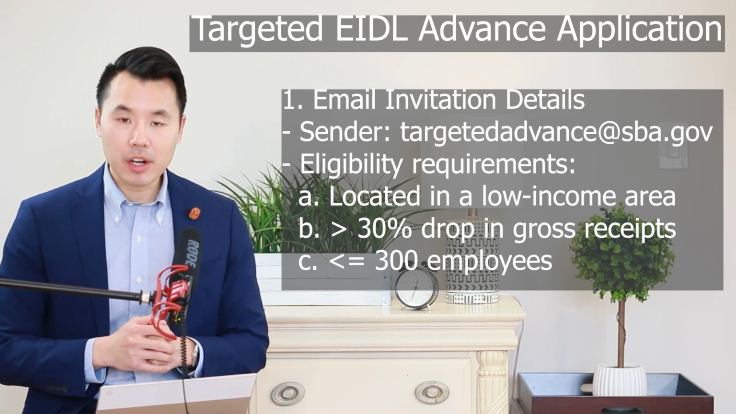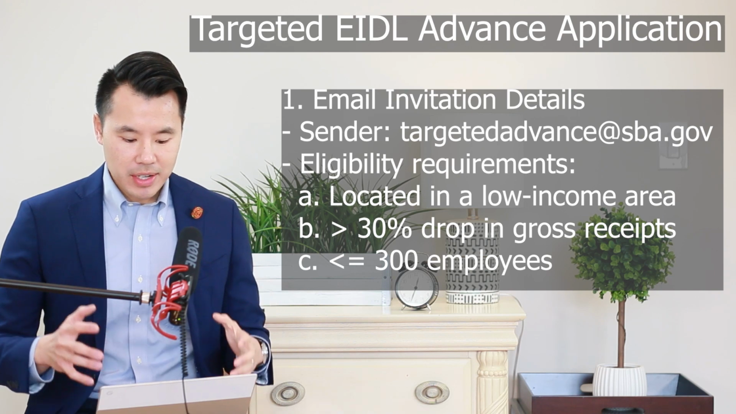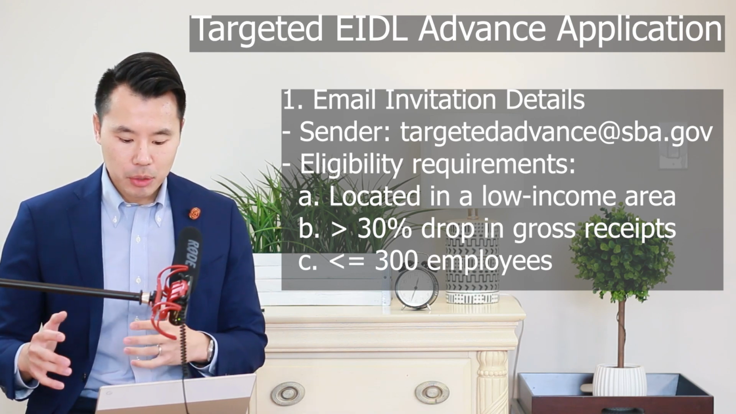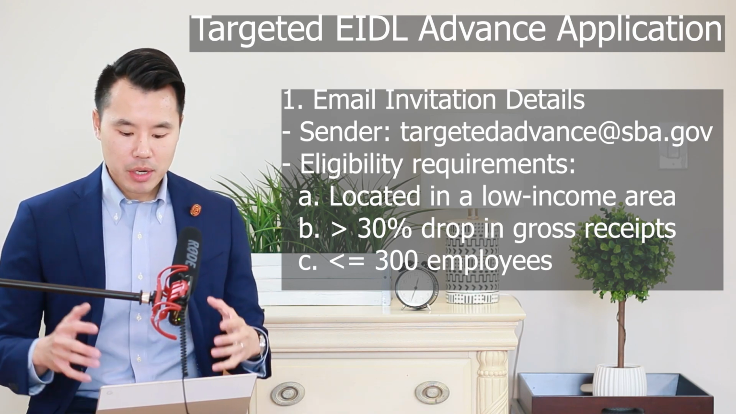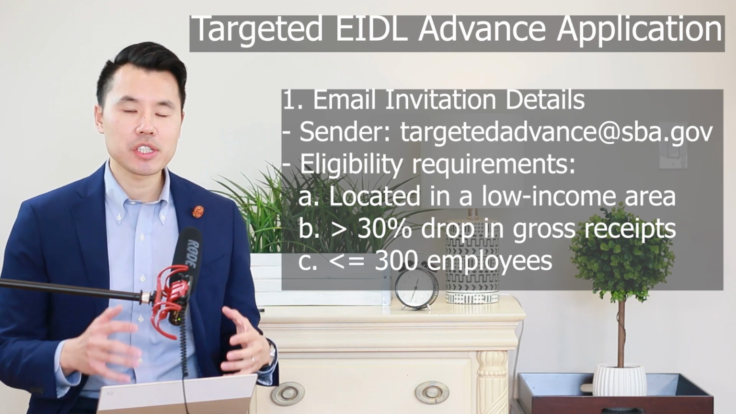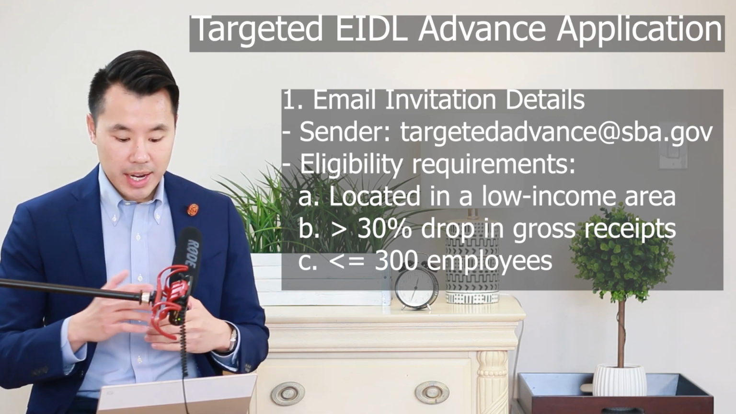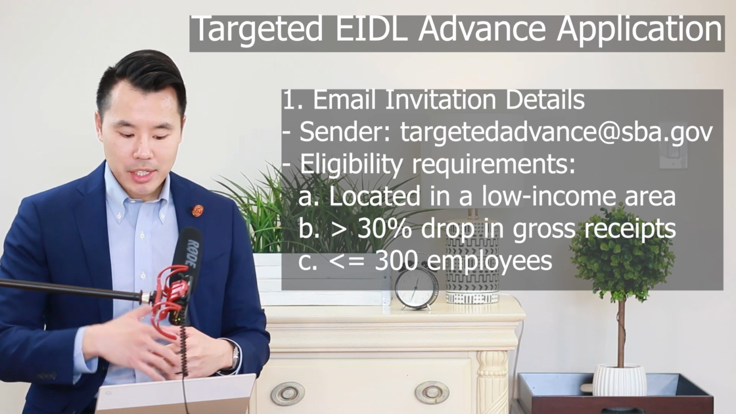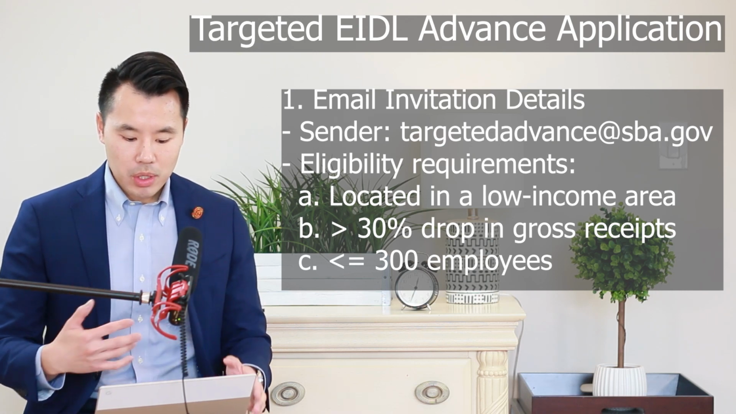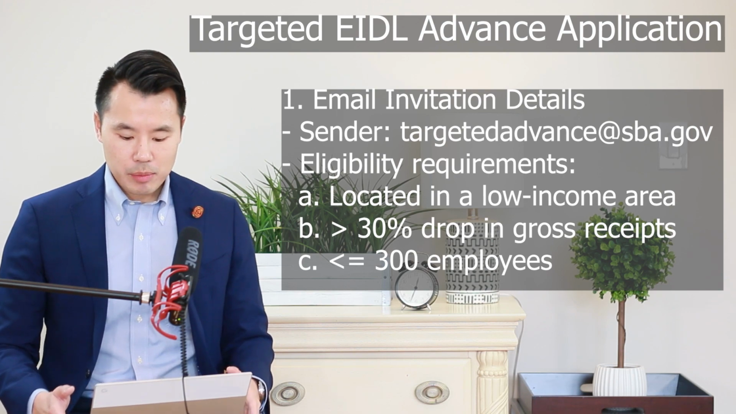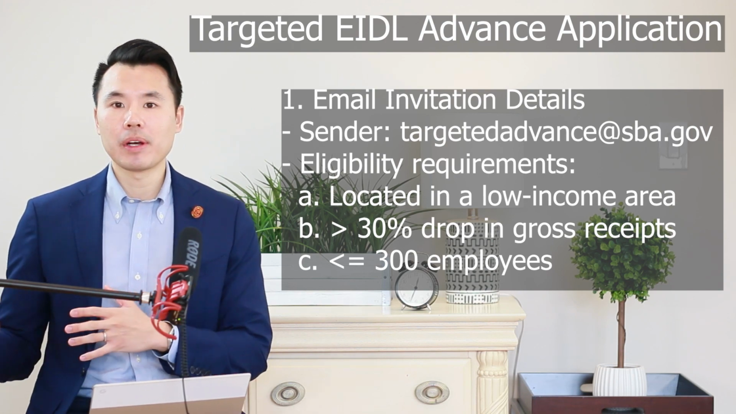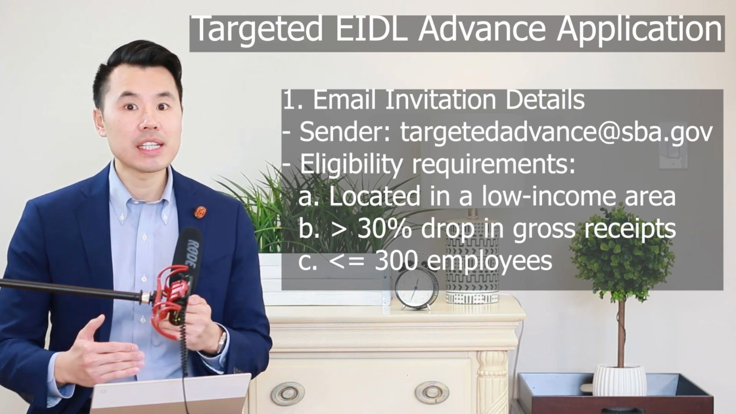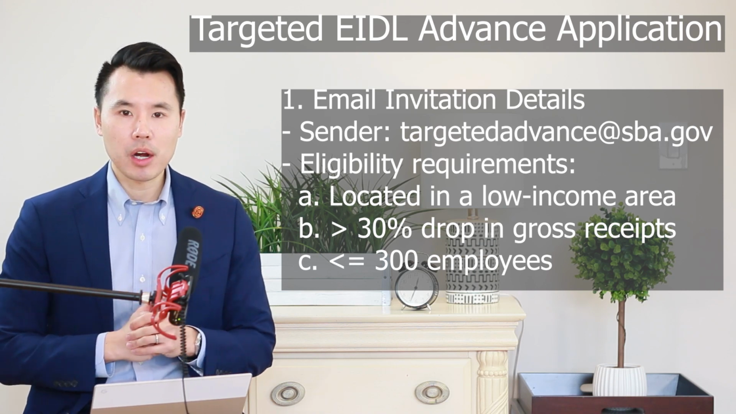The second qualifier, as we know, is you need to suffer an economic loss greater than 30%, demonstrated by an 8-week period beginning on March 2nd, 2020, or later. Compared to the previous year, you'll be required to prove the total amount of monthly gross receipts from January 2019 to the current month to date. I'm going to go over the actual details of the application in the next part.